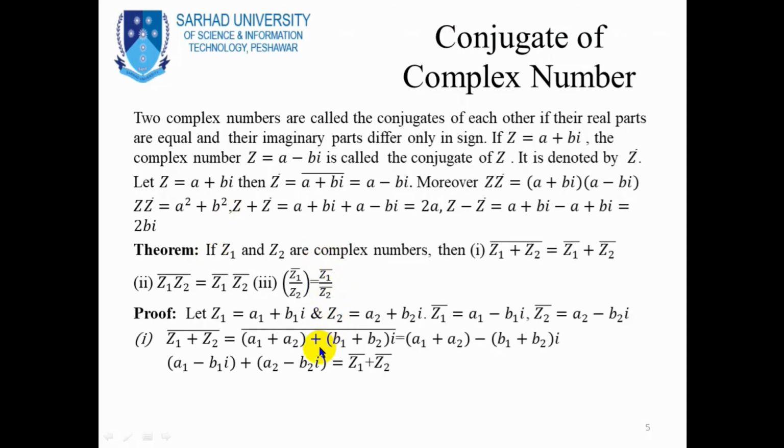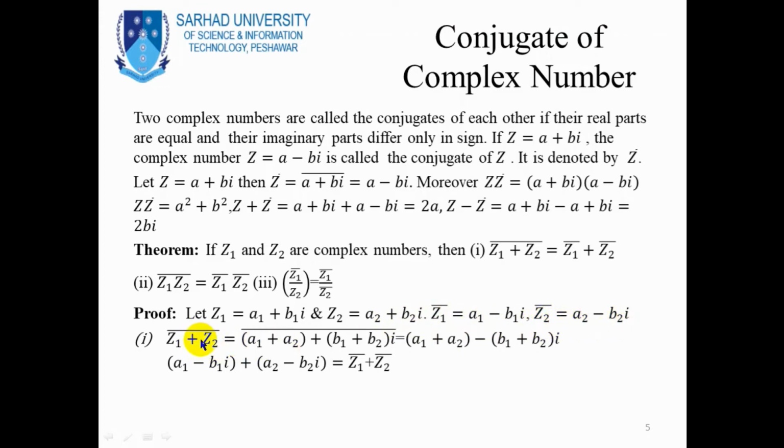Now, how to prove these three parts of this theorem? Suppose we have two complex numbers, z1 is equal to a1 plus b1 iota and z2 is equal to a2 plus b2 iota. The conjugate of z1 is equal to a1 minus b1 iota and the conjugate of z2 is equal to a2 minus b2 iota.